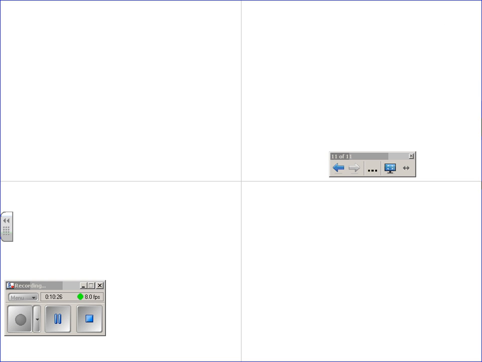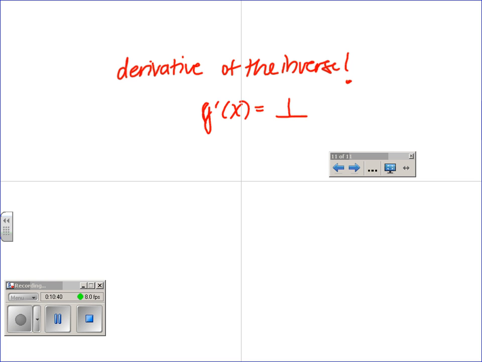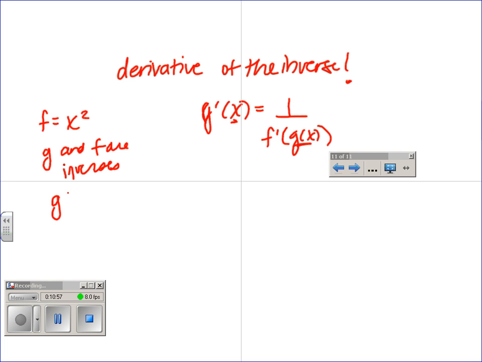Also, don't forget to study derivative of the inverse. Where g prime of x is 1 over f prime of g of x. So these numbers in the parentheses are different. For instance, if you knew that f was x squared, and I know that g and f are inverses, and I want you to find g prime of 25. Do not find g. That's not what I'm asking. I'm asking for g prime.